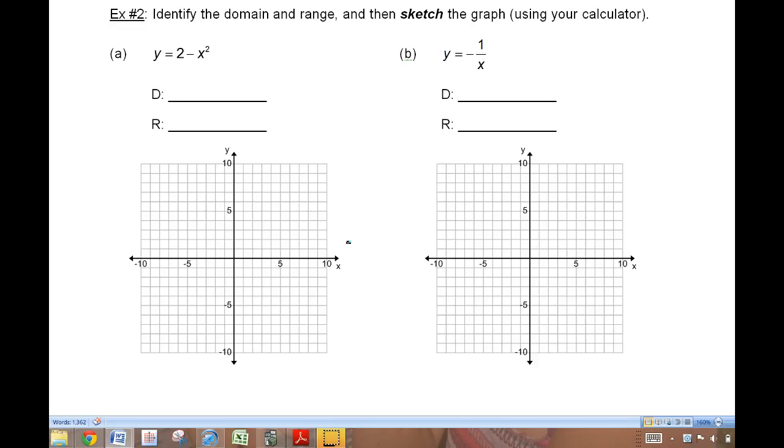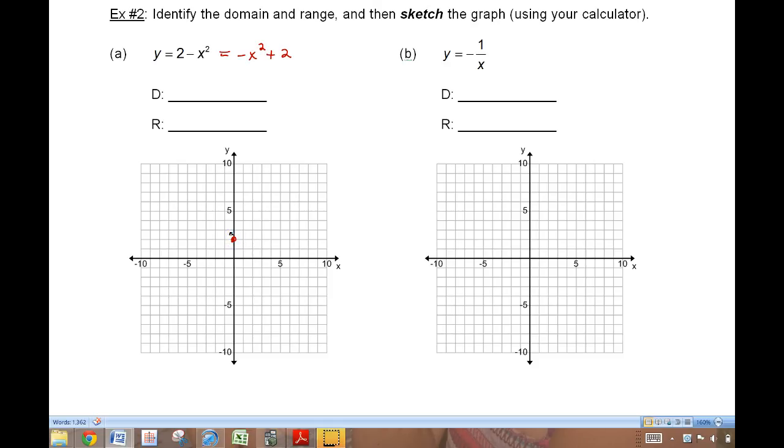Okay. So let's start with the first one. It's y equals 2 minus x squared. If it helps you to write it as negative x squared plus 2 so that we can see it's an upside down parabola and it's been moved up 2 units. We're okay with that transformation? So up to a sketch.